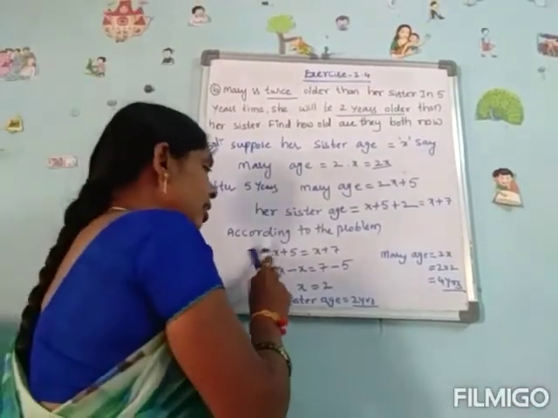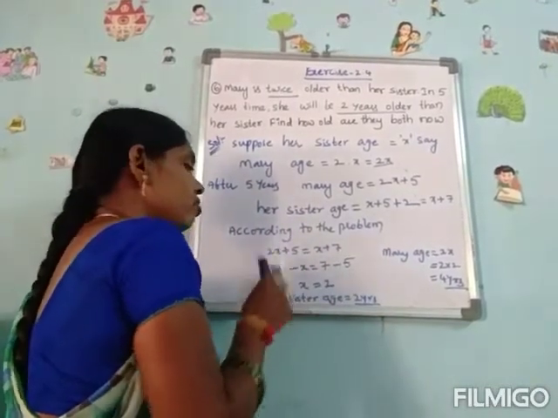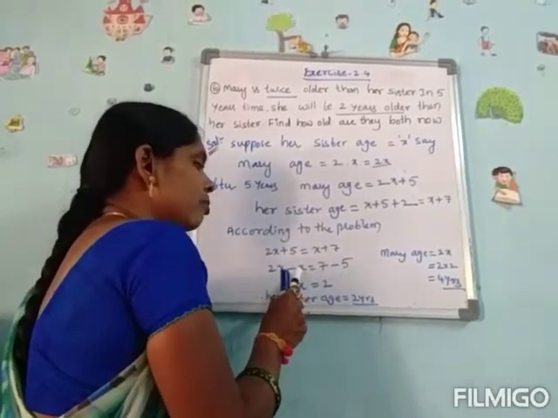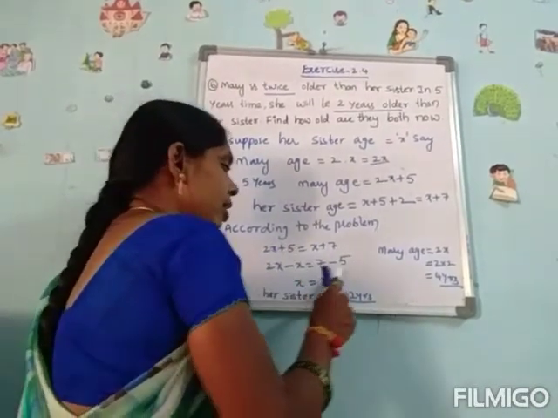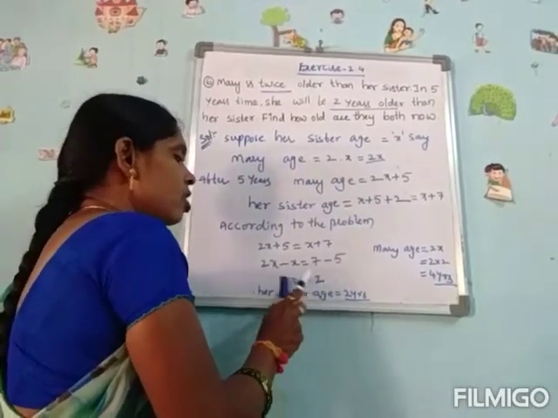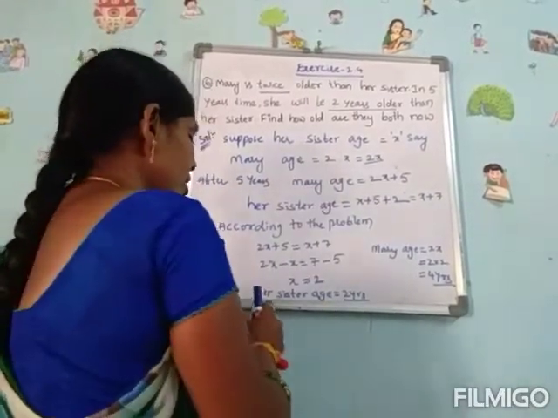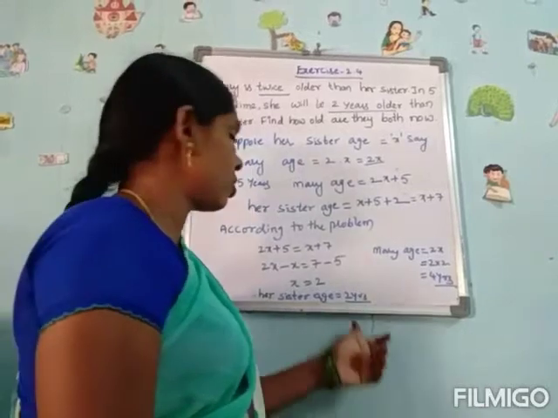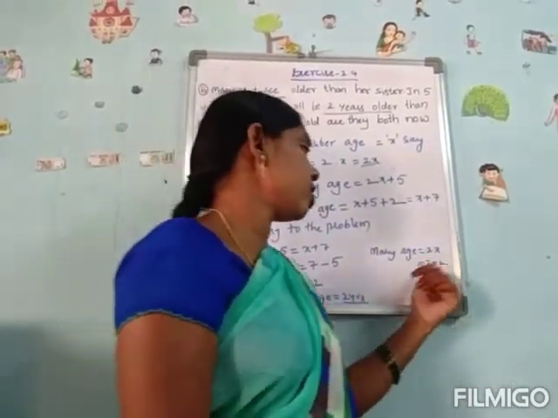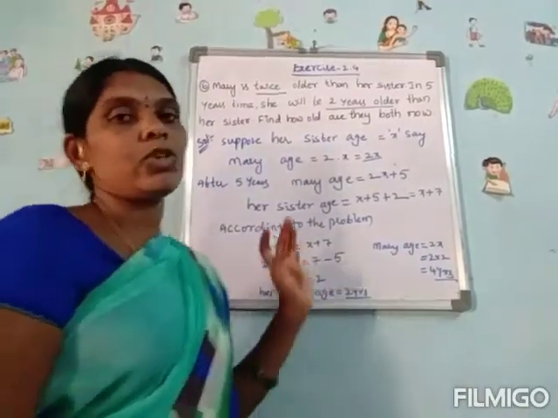So it is a linear equation in one variable. We should solve this one. So 2x, by transposing, plus x becomes minus x. 7 plus 5 becomes minus 5. Then 2x minus x equals x. 7 minus 5 equals 2. So x means we have taken here her sister's age. So finally we got her sister's age is 2 years. So Mary's age is twice her sister's age. So that's why 2 into 2 is 4 years. So Mary's age is 4 years and her sister's age is 2 years. Okay.